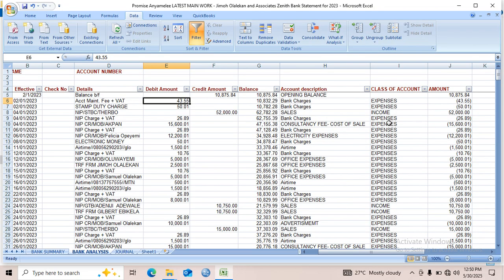So you just come to here, because as at that time there won't be anything here. So you just come to here, you click and you write account description. You click it. And you have to get your account description.